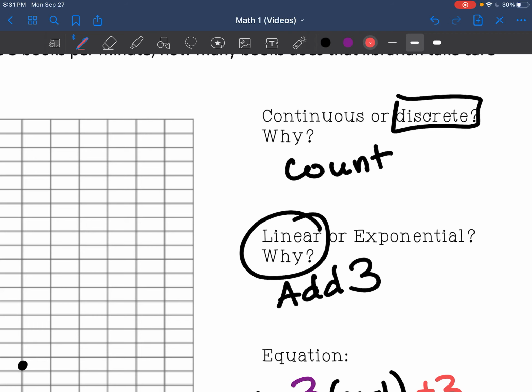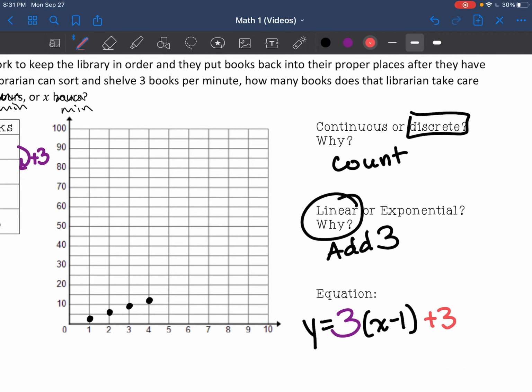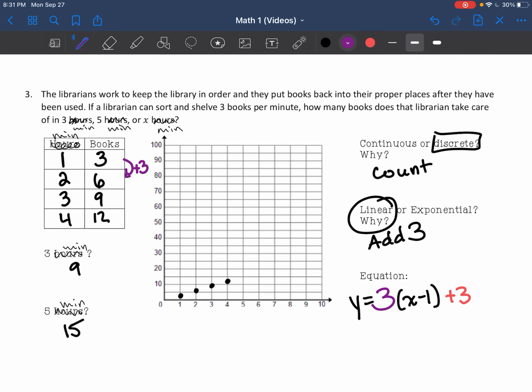And then this is linear because we are adding by 3. Also, our graph makes a beautiful straight line. And then our equation is y is equal to 3, because that's what we do now on our table, times x minus 1, because we start at time 1, and then plus 3, because we started with 3 books.